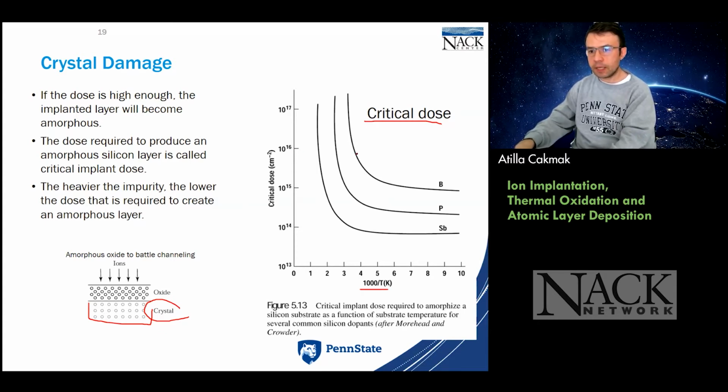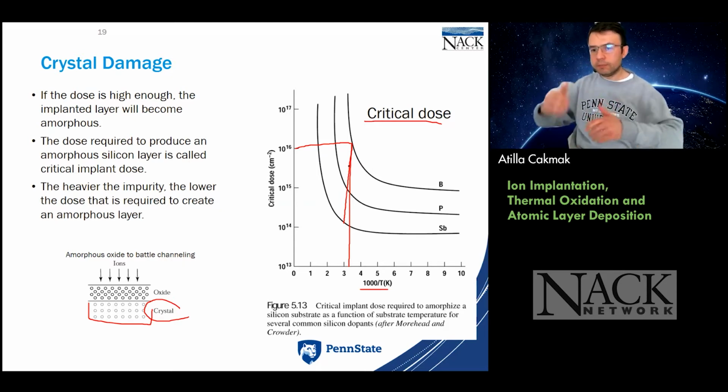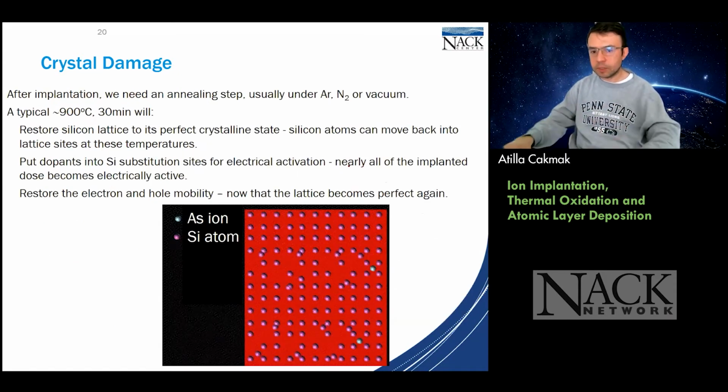You can see here that since boron is the lightest of all of these, it will not be able to do as many collisions. So it will require a much higher dose than phosphorus and the other one that we're seeing here. For the boron to do this same kind of amorphization, we need a higher dose, a lot more boron going in there. That's what it's all about.